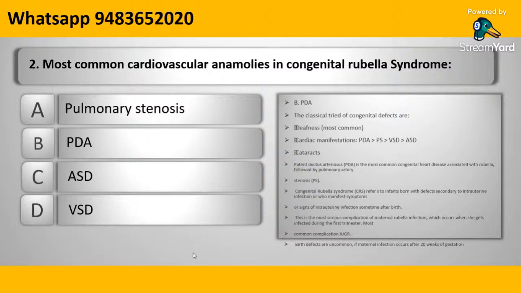This is the most common serious complication of maternal rubella infection, which occurs when she gets infected during the first trimester. The most common complication is IUGR. Birth defects are uncommon if maternal infection occurs after 20 weeks. The birth defects occur when it is in the first trimester. So the correct answer here is patent ductus arteriosus.